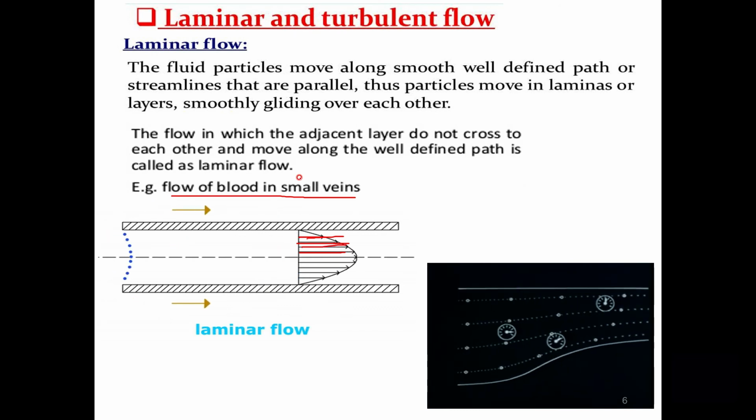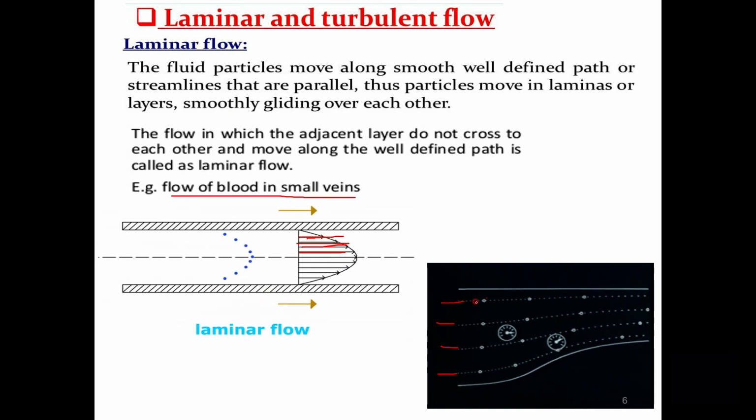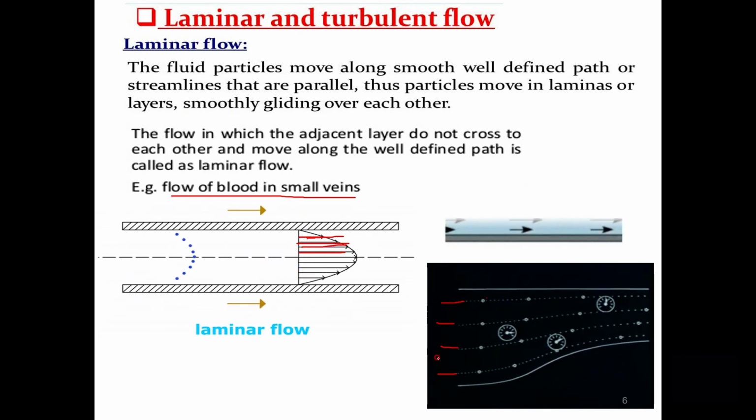You can look at one more picture here. See, these are the fluid particles. See how the particles are moving. They are moving in their own path. They are not crossing each other. These are called layers. See the fluid layers, or they are called laminas. So in each layer all the fluid particles will be moving and they are following their own path. They are not crossing each other. This particular flow we call a laminar flow.